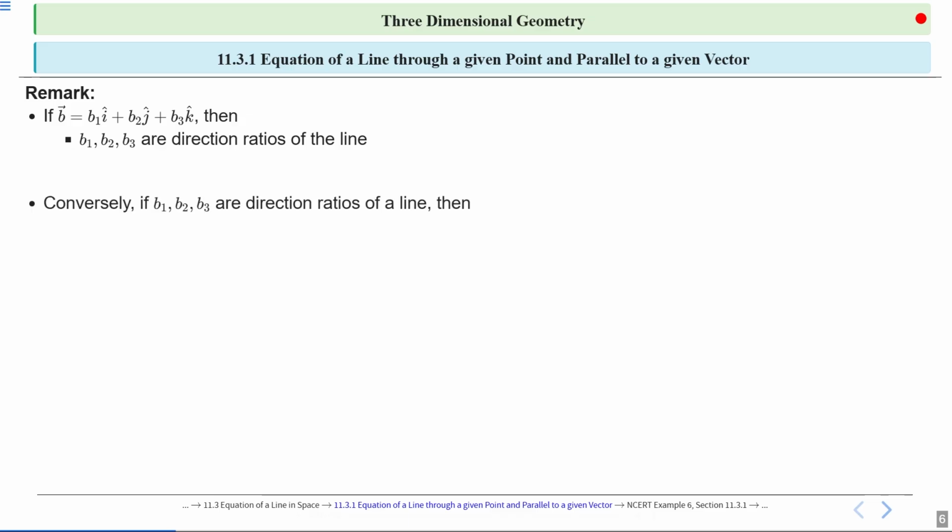If you already know the direction ratios of a line, which are b1, b2 and b3, you can use them to write a vector that points in the same direction as the line. So if b1, b2 and b3 are the direction ratios, then the vector b equals b1 i cap plus b2 j cap plus b3 k cap will be parallel to the line.